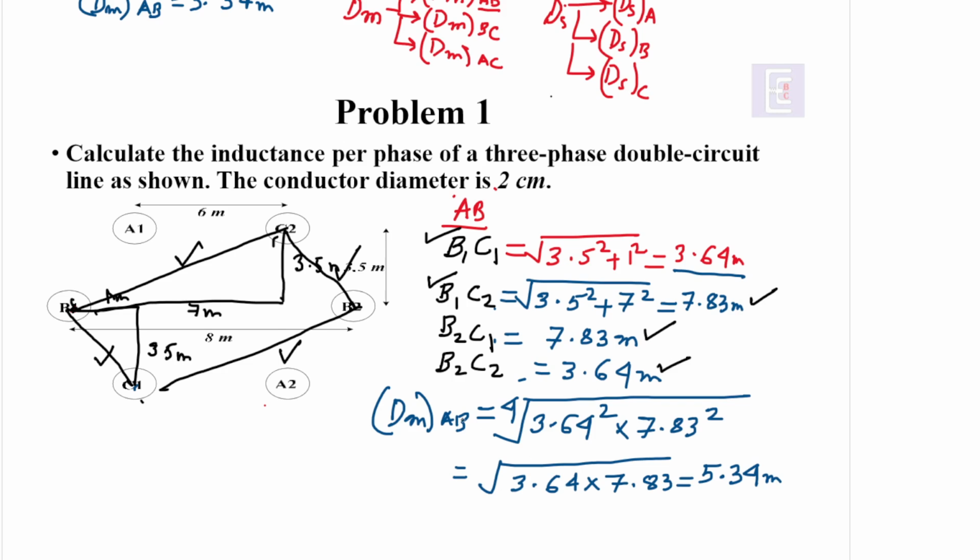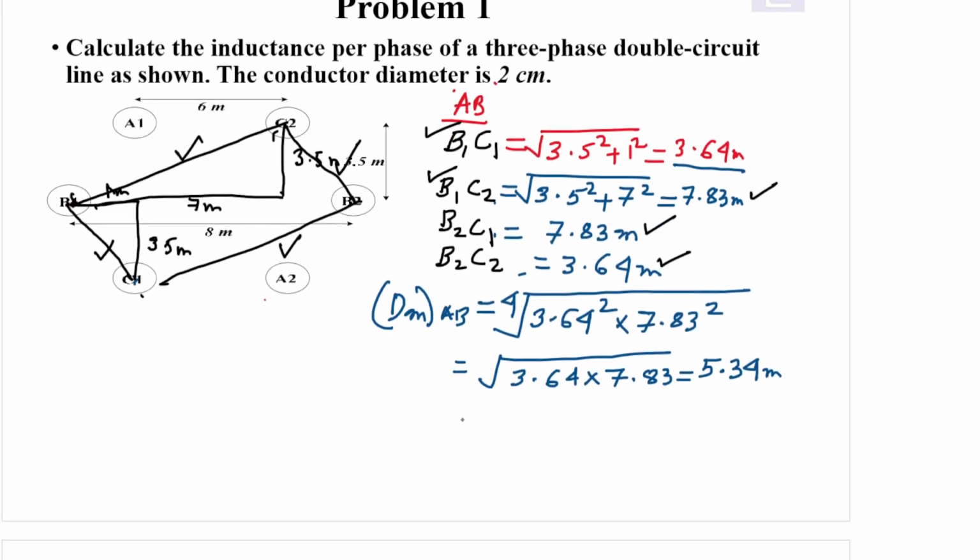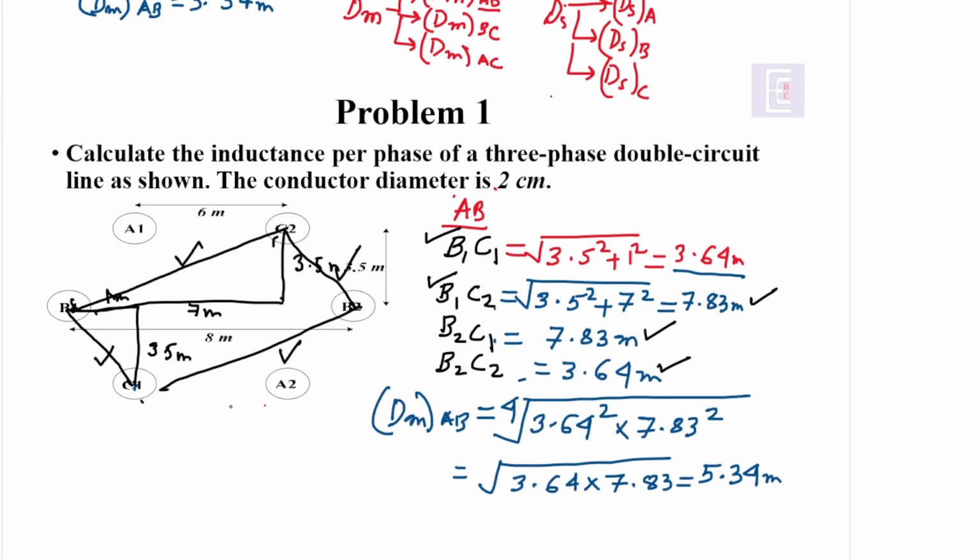So similarly, DMBC can be found out by exactly the same formula. So we have evaluated DMBC as 5.34.